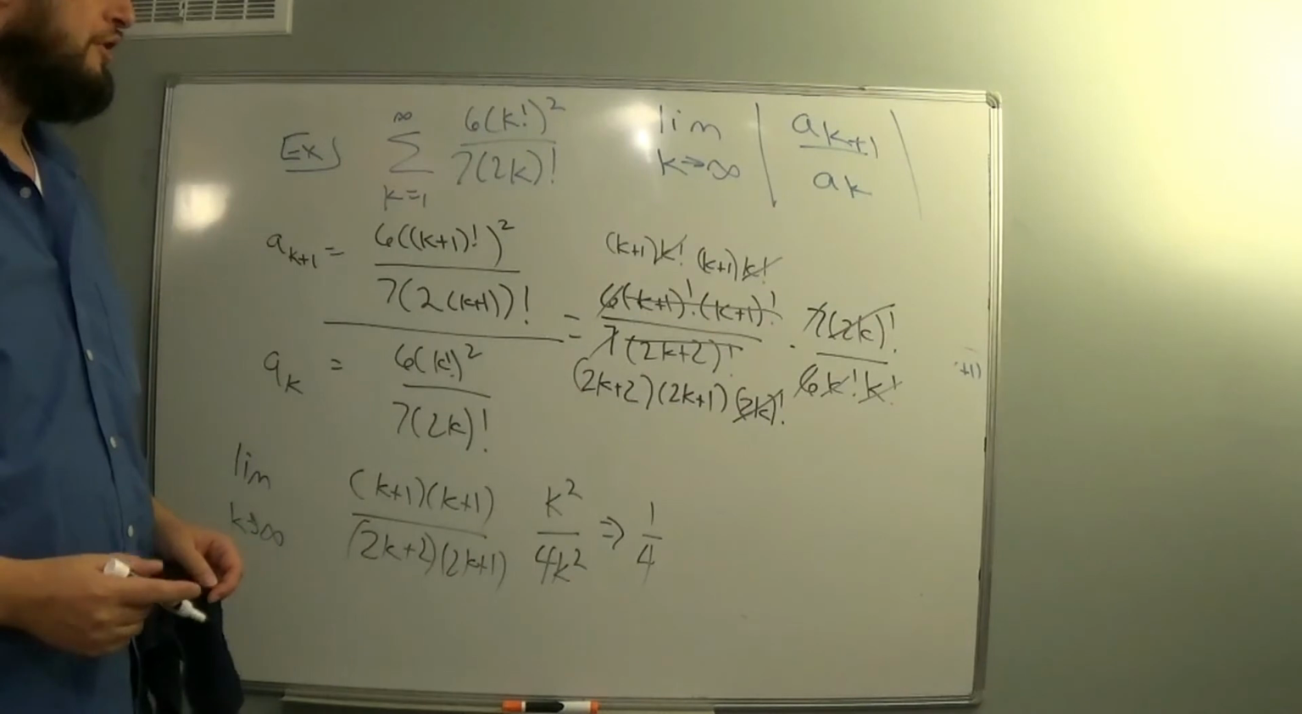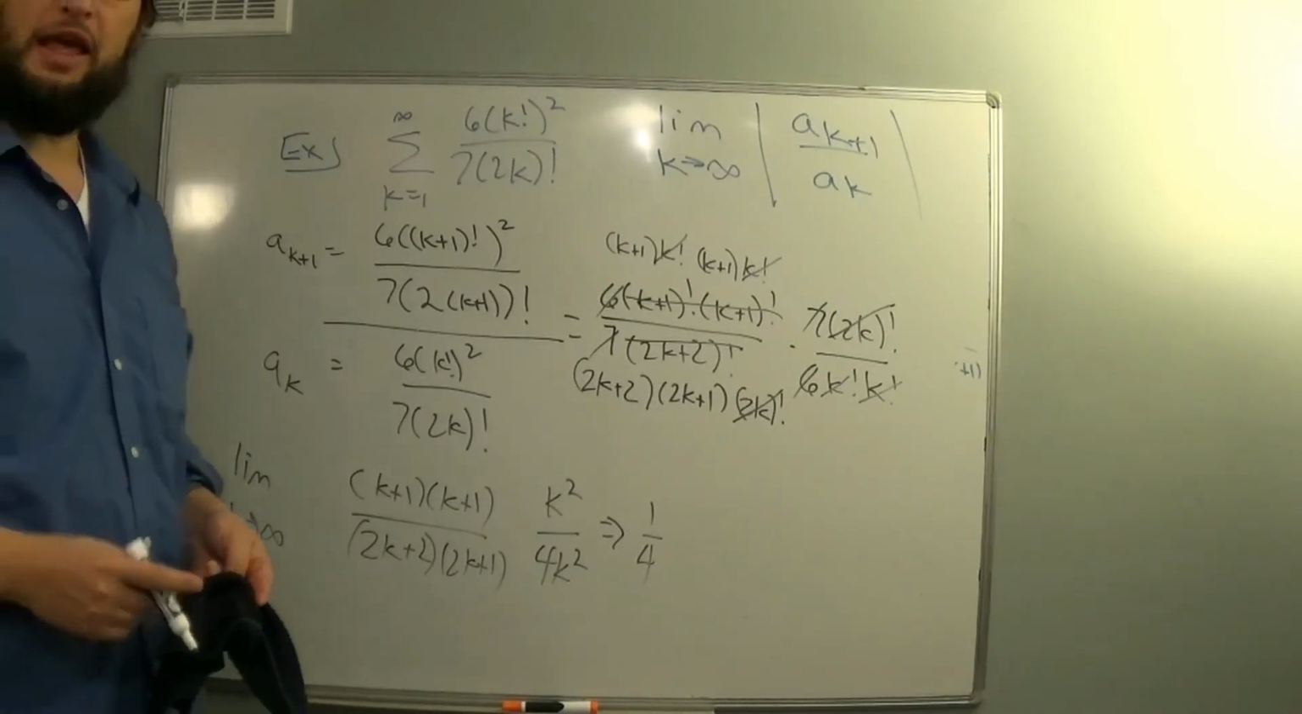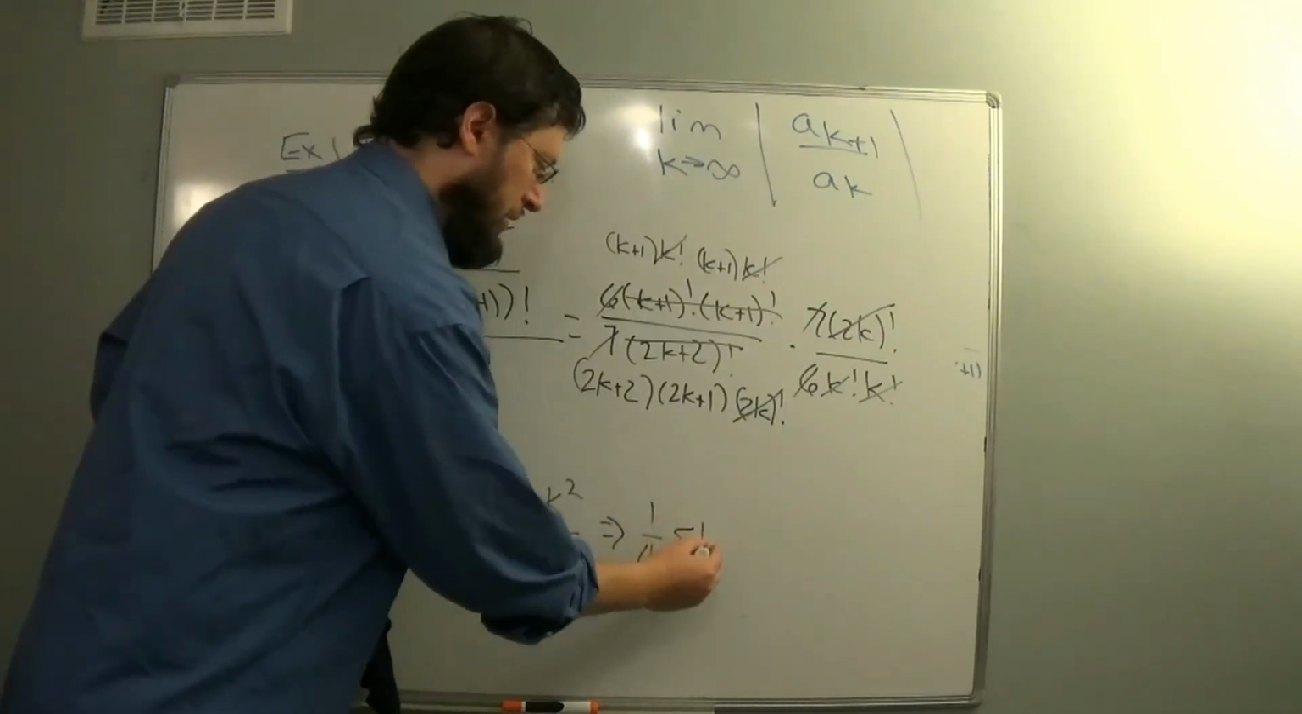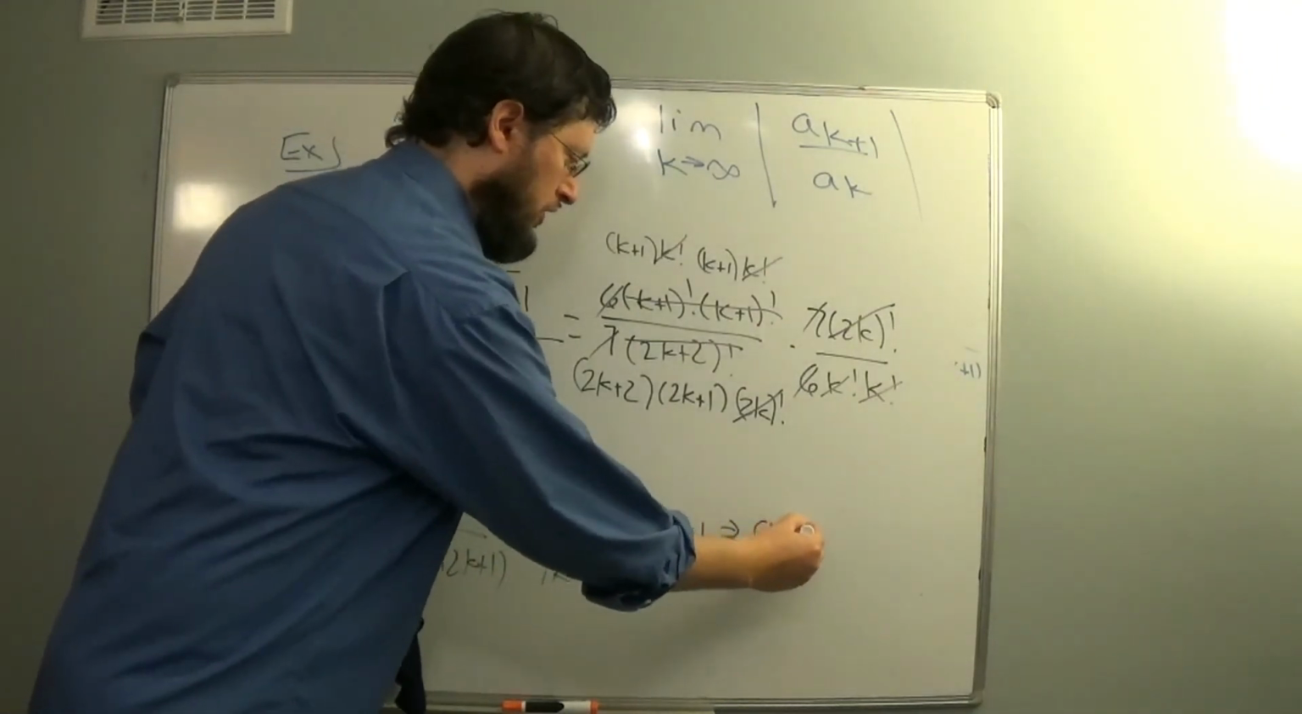Remember, when we apply the ratio test, all we're asking is whether that limit is less than 1. Well, yes it is. That limit is less than 1, so the series converges.